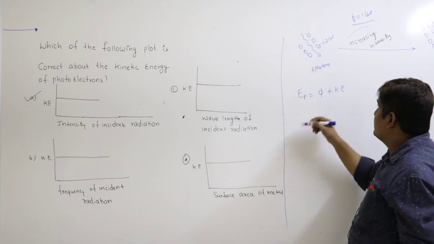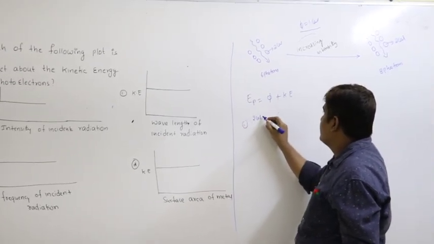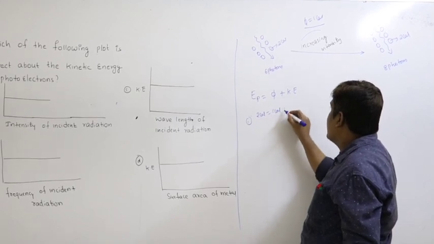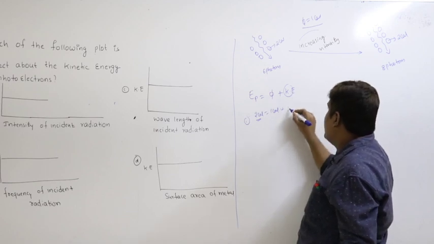In the first case, the energy of photon is 2 calories. So work function is 1 calorie. Kinetic energy, the remaining 1 calorie will be utilized to increase kinetic energy.